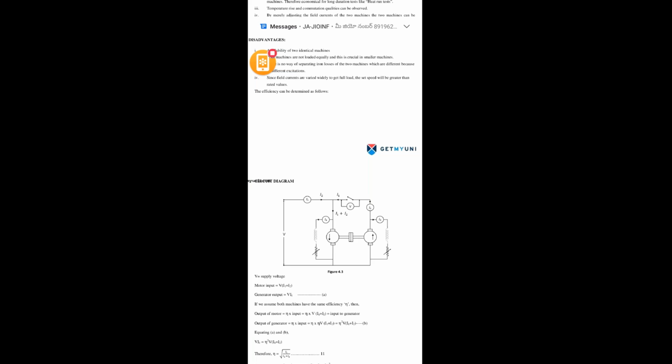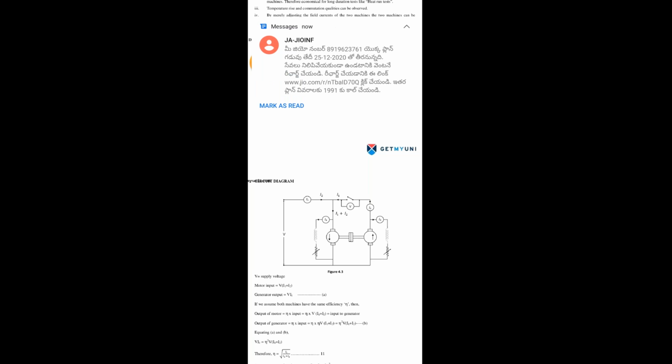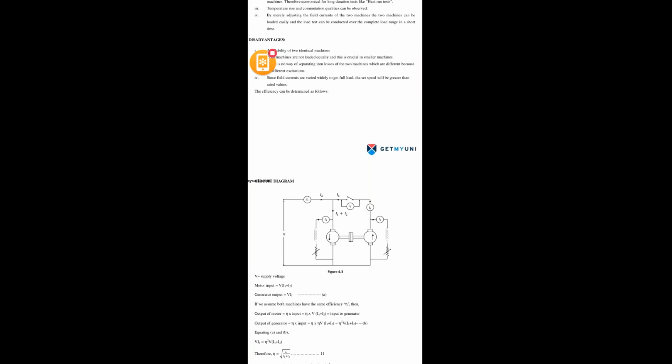So when it shows the 0, then it shows that both are running at the same efficiency. So this is the verification of Hopkinson test.